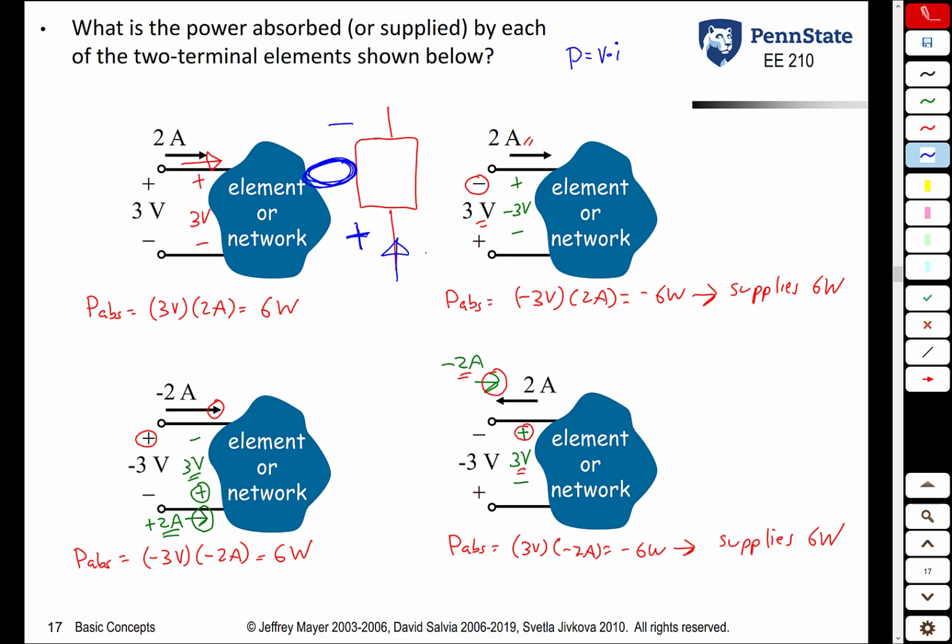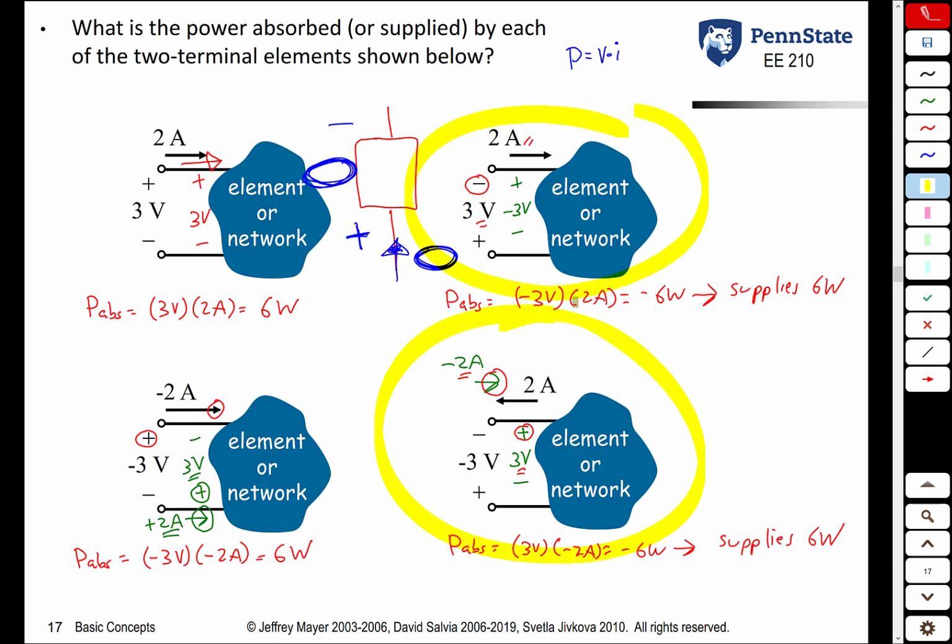Once again, it doesn't matter what the magnitude of this current is, the arrow has to be going that way. And if you have a situation such as here or here, where the passive sign convention is not upheld, you need to move things around in order to get the power equation to work correctly.